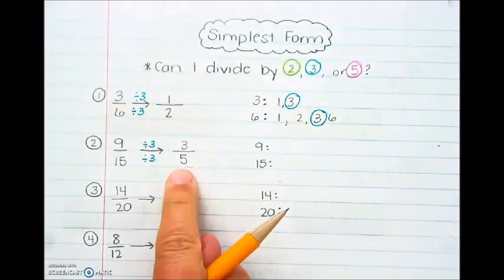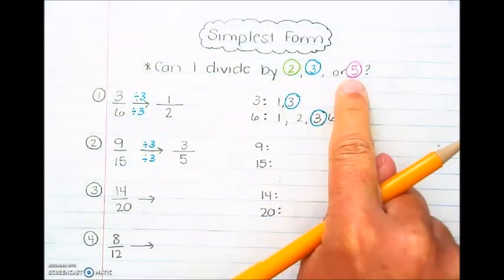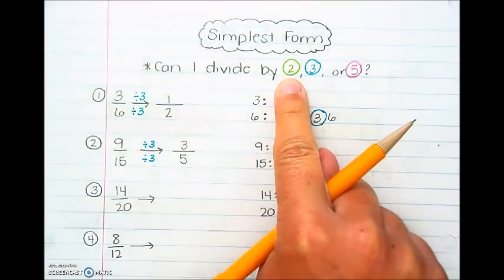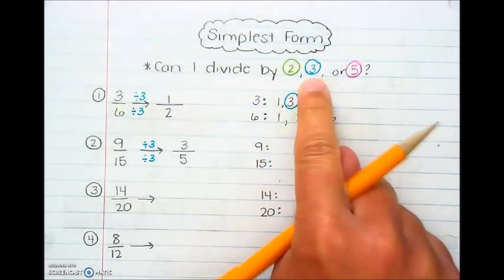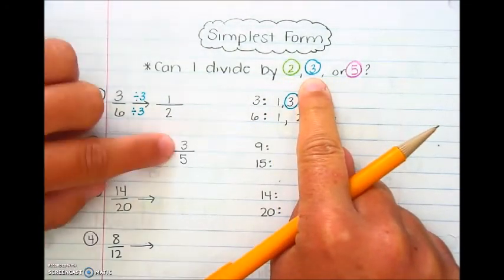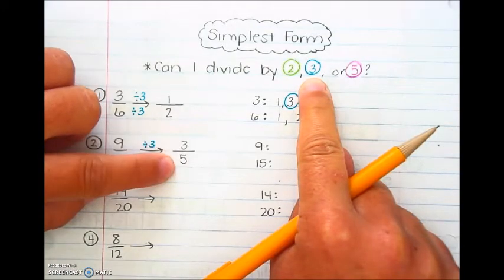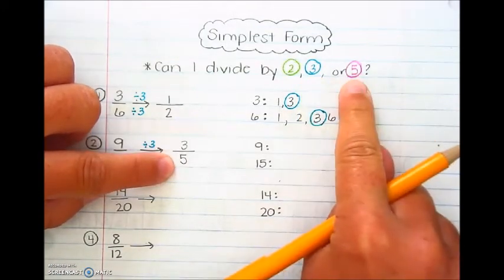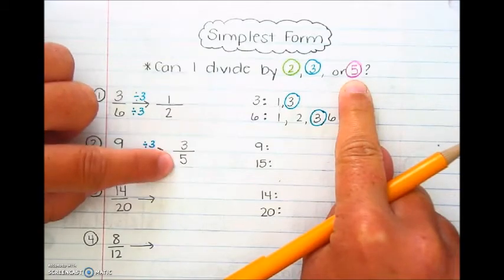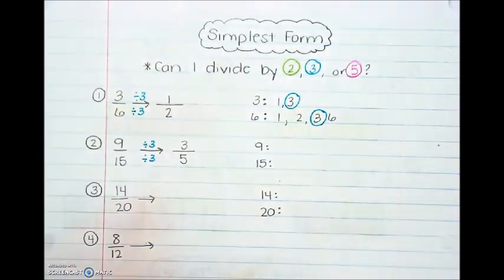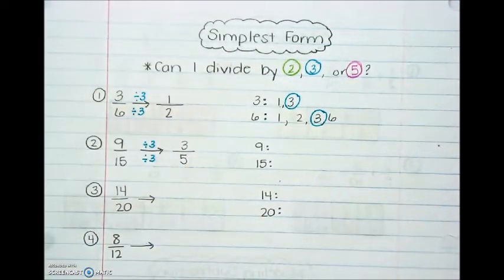Now I need to look at this fraction and go through those same 3 digits. Can I divide 3 and 5 by 2 evenly? No. Can I divide them both by 3 evenly? Well, I can divide 3 by 3, but not 5, so I need to move on. Can I divide them both by 5? Well, I can divide 5 by 5, but not 3. So that tells me 3/5 is in simplest form.